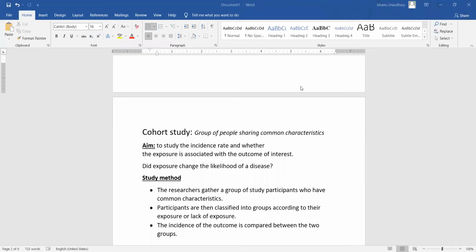How will we do matching in a retrospective case control study? Case control is always retrospective. It can never be prospective.